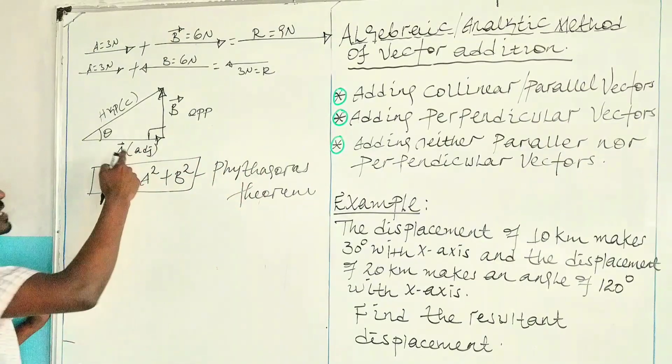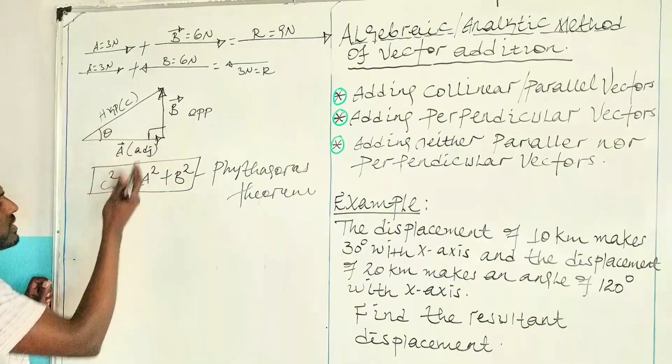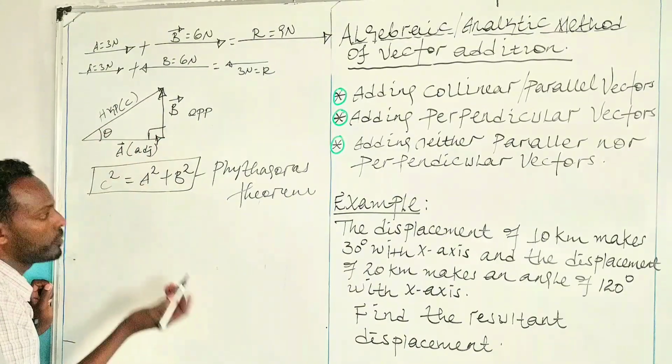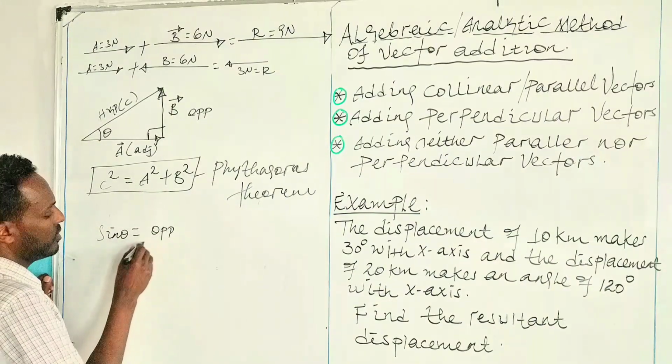To determine the direction of the resultant vector, so this is the resultant vector, let's say angle theta, we can simply use trigonometry. Sine theta is equal to opposite side over what?